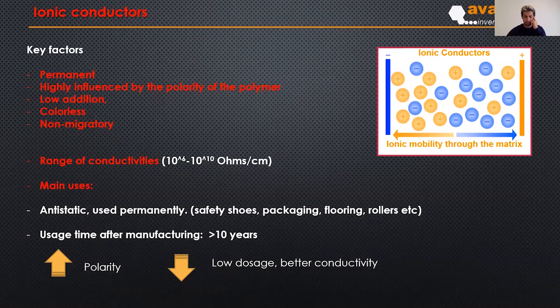It needs a low addition, depending on the product, and it is colorless. Of course, it's non migratory and has no disadvantage, but it has a key point: this kind of technology works very well in polymers that have some polarity. The polarity is highly influential in the result. It means that if you have a polymer with high polarity, the result is better than in the other case.